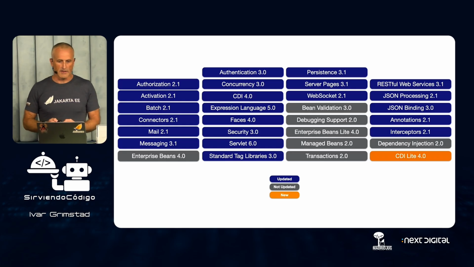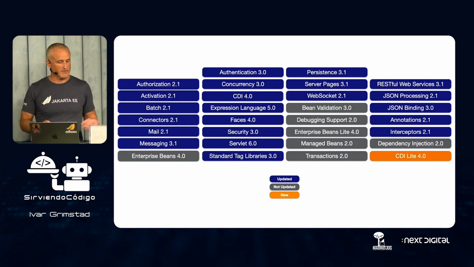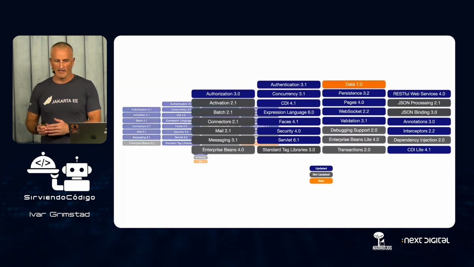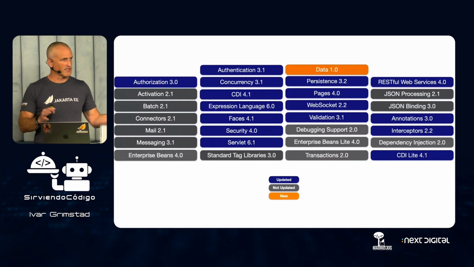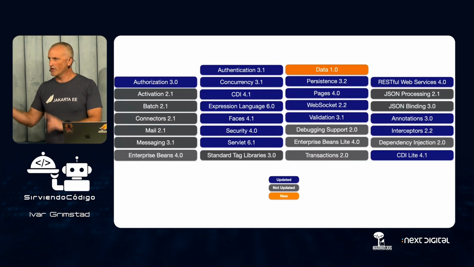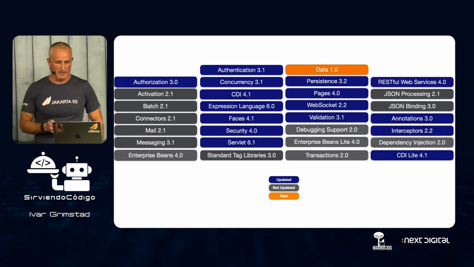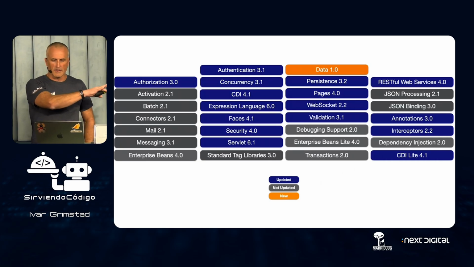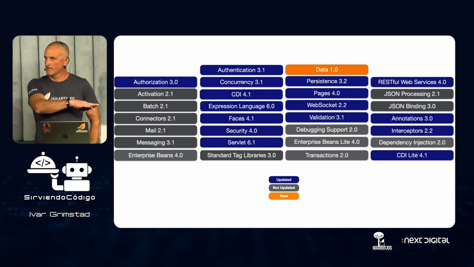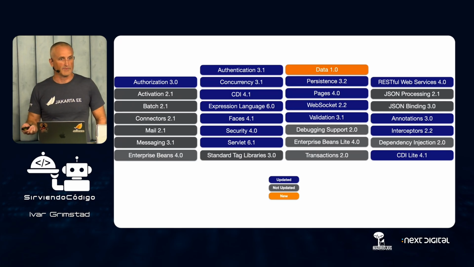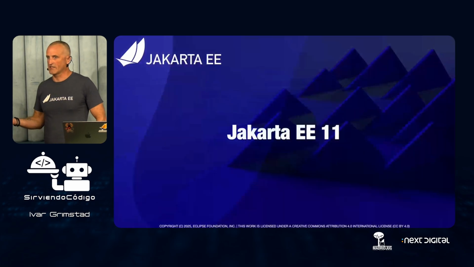And as you see, there were lots of specifications that were updated in 10. If we compare this to 11, you can see it's about the same amount of specifications that are updated. All the blue ones are updated. There's one new one, Jakarta Data, and I'll demo that one later. And the gray ones, just because they're not updated doesn't mean they're not important. It's just that they weren't updated for this release. They will be updated for the next release, maybe. Or they are stable as they are.